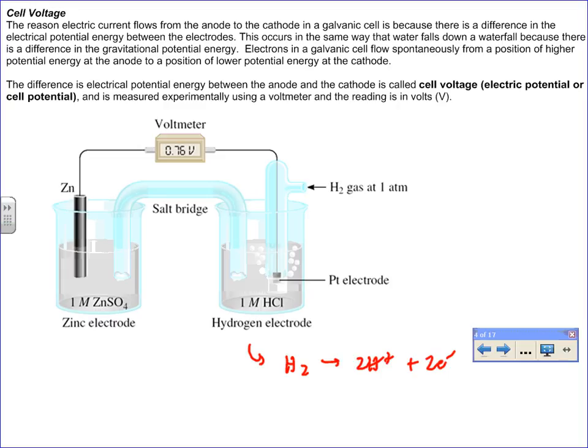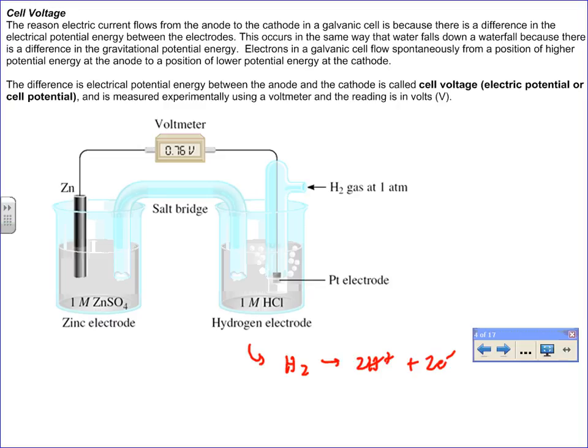Now, what we're going to do for the rest of the lesson is look at what's called cell voltage. And when we're studying a galvanic cell, we've got electrons flowing from the anode to the cathode. And the reason that electrons flow in that way from the anode to the cathode is because there's a difference in the electrical potential energy between the electrodes.